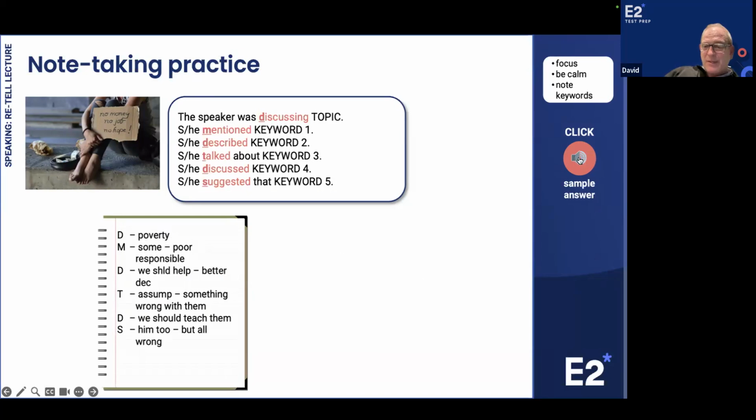Yep, so our sample answer might be this. The speaker was discussing poverty. He mentioned that some people think that the poor are responsible for their own poverty, and he described how many of us feel that we should help them to make better decisions. Then he talked about how the underlying assumption here is that there's something wrong with them, and he discussed how many of us feel that we should teach them how to do things correctly. Finally, he suggested that he used to think that too, but in fact, that's completely wrong.